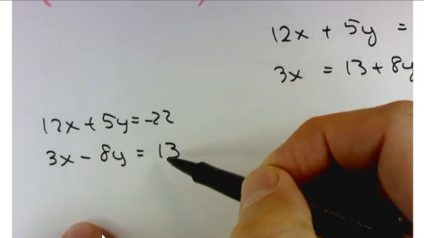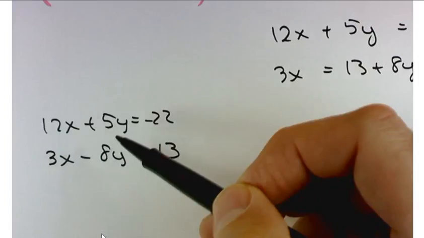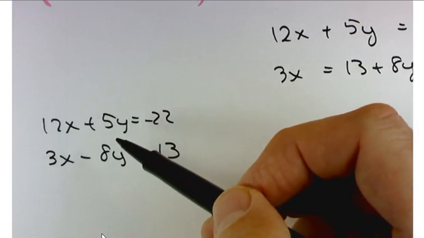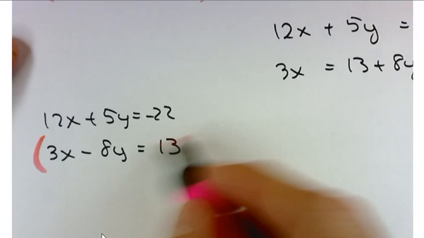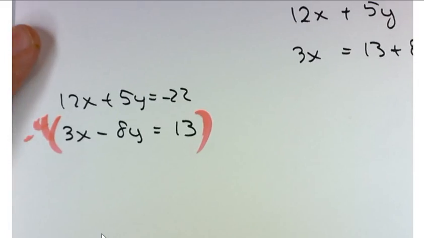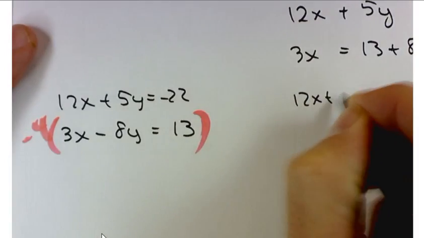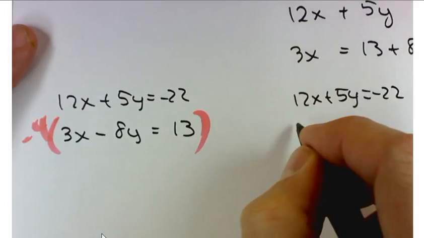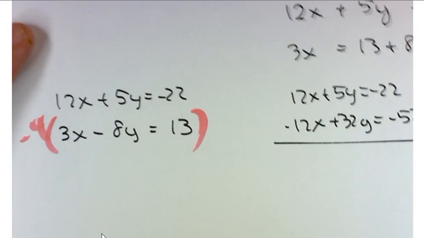I don't have to work that hard in this problem, though. What else could I do? Multiply by what and where? Yeah. I'd multiply the bottom equation by negative 4. So that gives me 12x plus 5y equals negative 22. Negative 12x plus 32y equals negative 52. When I combine like terms, I get 37y equals negative 74.